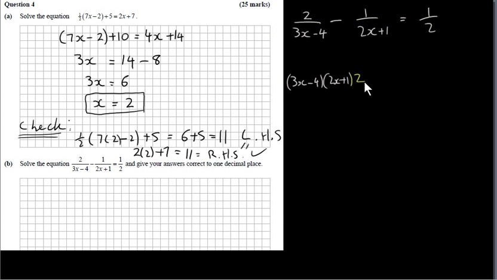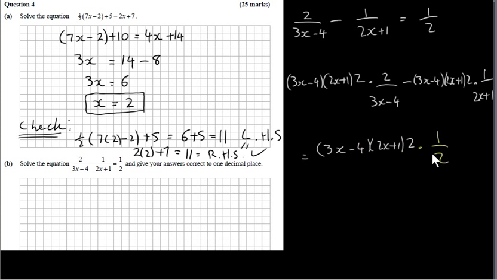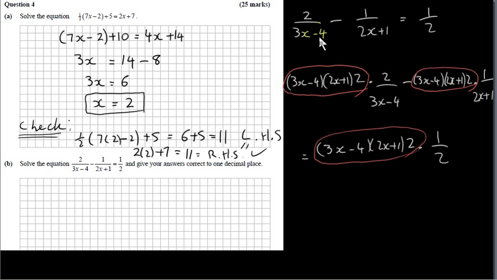So let's do that. Stick it in front of the first fraction. Then we have it in front of the second fraction. Okay, so this is the left hand side. And of course, on the right hand side, we have to multiply (3x minus 4) times (2x plus 1) times 2 times a half. So that's the right hand side. So what I've done here is I've stuck this quantity in front of each term in this equation. Well, by term I mean each fraction in this equation.